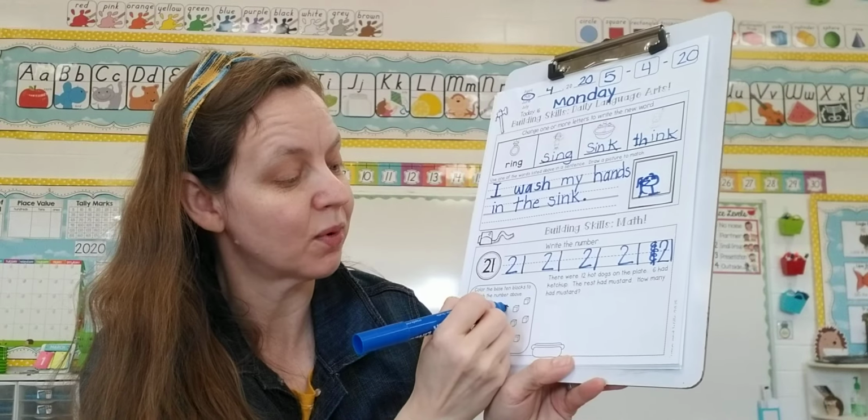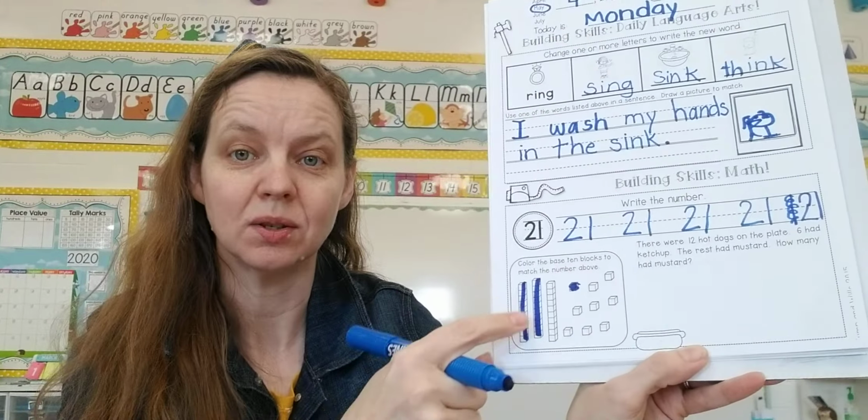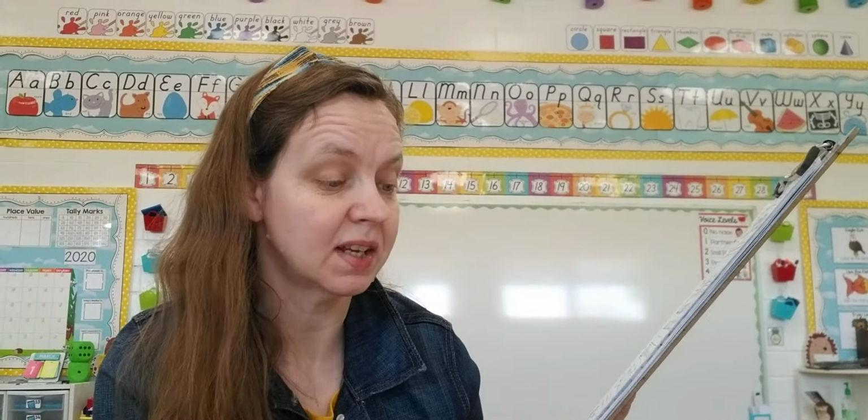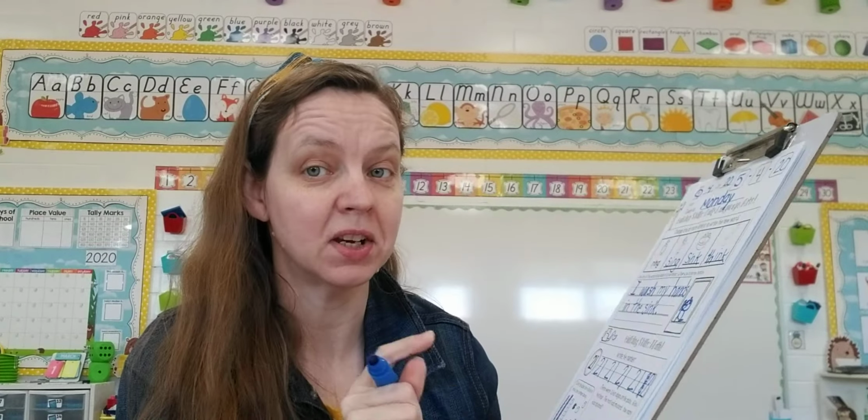Just 1, so I'm going to color 1 of those cubes. 21 is 2 tens, 1 one. All right, now I'm going to read you the word problem, and you're going to write the number sentence, and we'll check and see if we have it correct.